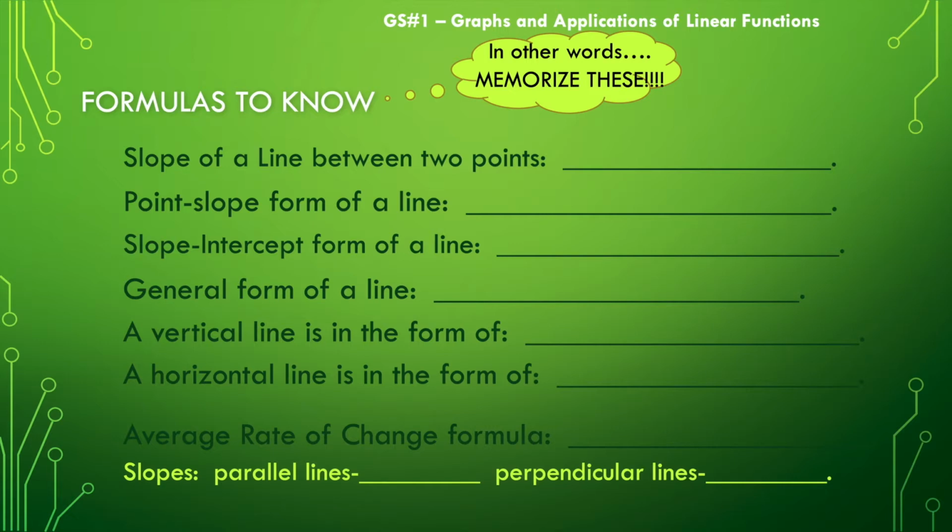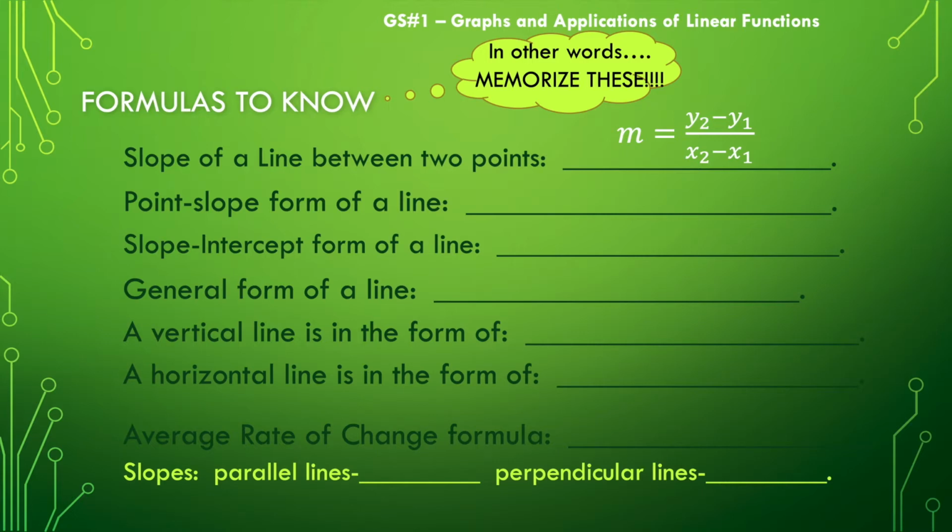The slope of a line between 2 points. If you know 2 points and you want to determine what the slope of the line is that goes between those 2 points, you can find that by designating one of the points as x1, y1, and the other point as x2, y2. And then you would take those two coordinates and subtract the y values and then divide that by the difference of the corresponding x values. So y2 minus y1 divided by x2 minus x1 will equal the slope of the line between those 2 points.